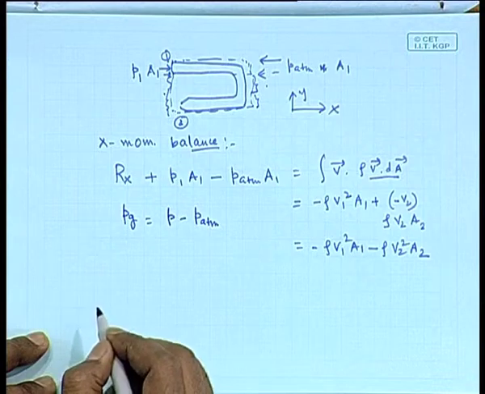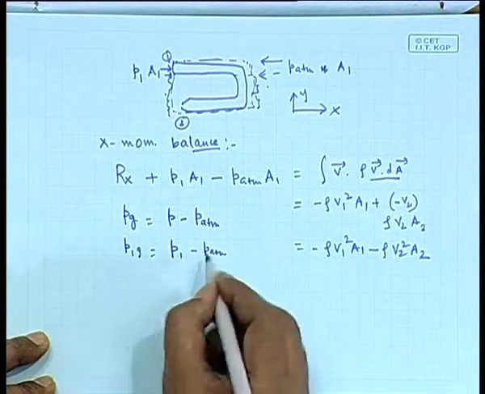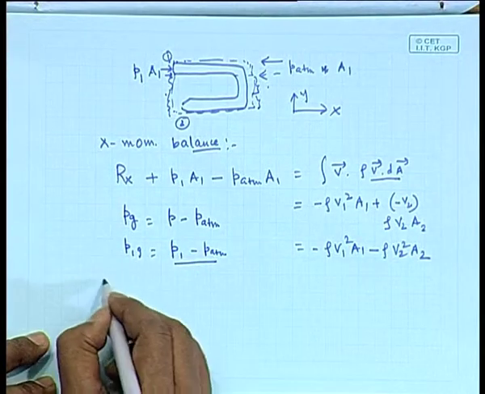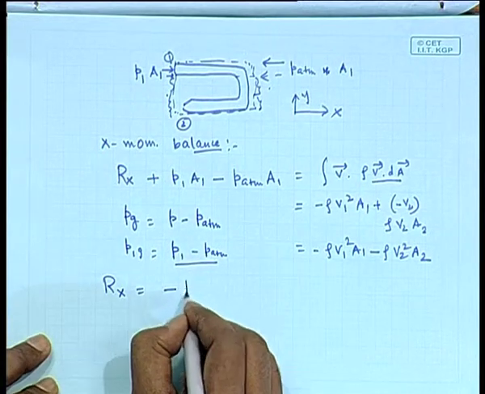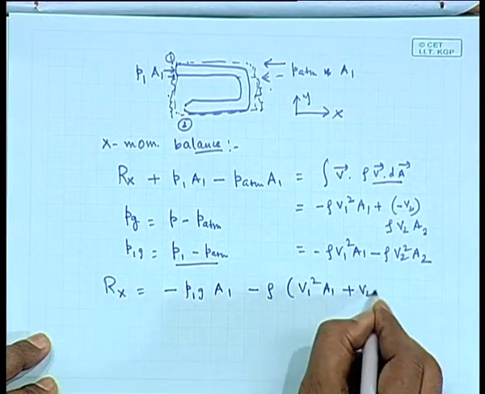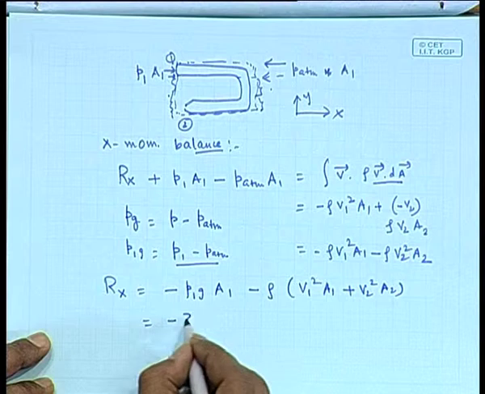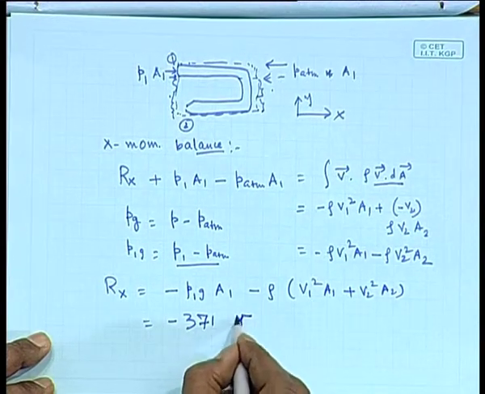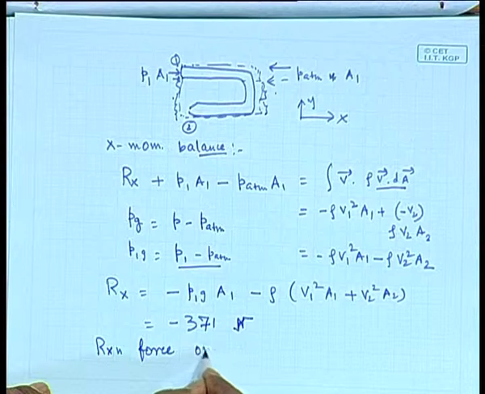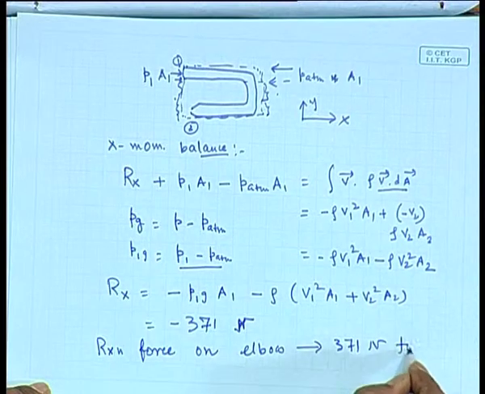There is a definition of the gauge pressure, P minus P atmosphere. So P1 gauge will be nothing but P1 minus P atmosphere, and that pressure is known. So we take this on the right hand side and combine this term, and it will be replaced by P1G. So Rx will be minus P1G A1 minus rho times V1 square A1 plus V2 square A2. Okay. Now if you put all the numbers, it turns out to be 371 Newton. So the reaction force on the elbow is 371 Newton towards the right.